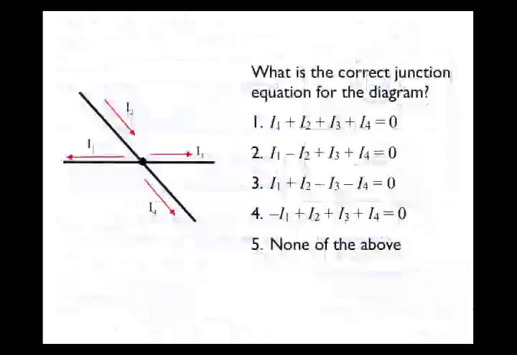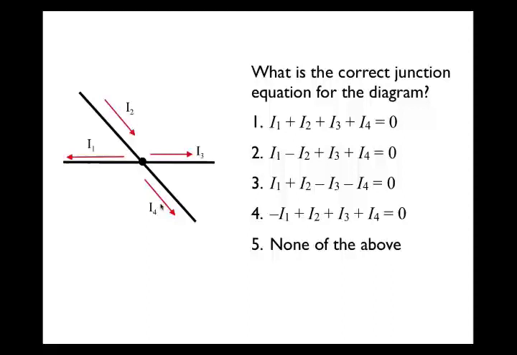So a few conceptual questions about circuits before we go back and solve a couple more practice problems with these Kirchhoff ideas. If you have this diagram, what's the correct junction equation for the diagram? Well, if you look at the diagram, I2 is the only current coming into the junction, and I1, I3, and I4, as diagrammed, are all leaving the junction.